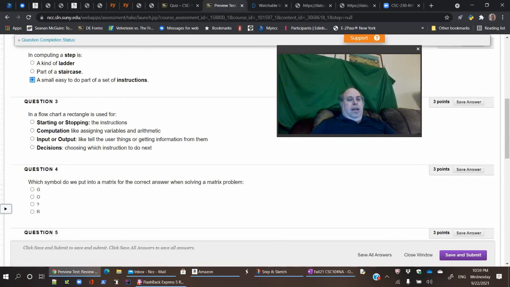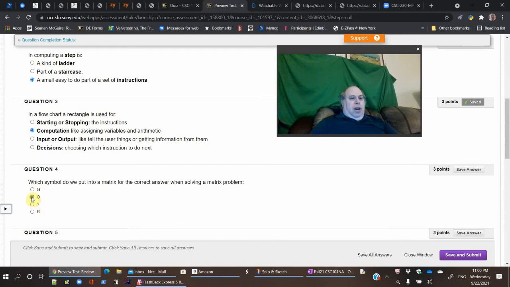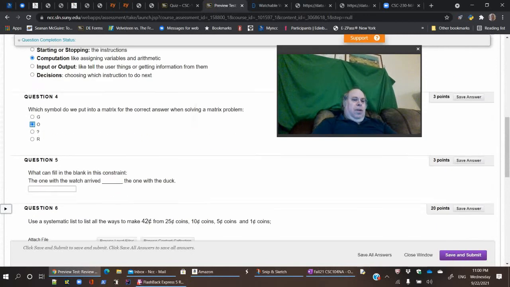Now a flowchart, a rectangle is used for computation. If we remember our flowchart symbols from various things, right? A rectangle is used for computation. Which symbol do we put in a matrix when solving a matrix problem? Well, G doesn't work. The one we used is O. X's and O's are what we use.